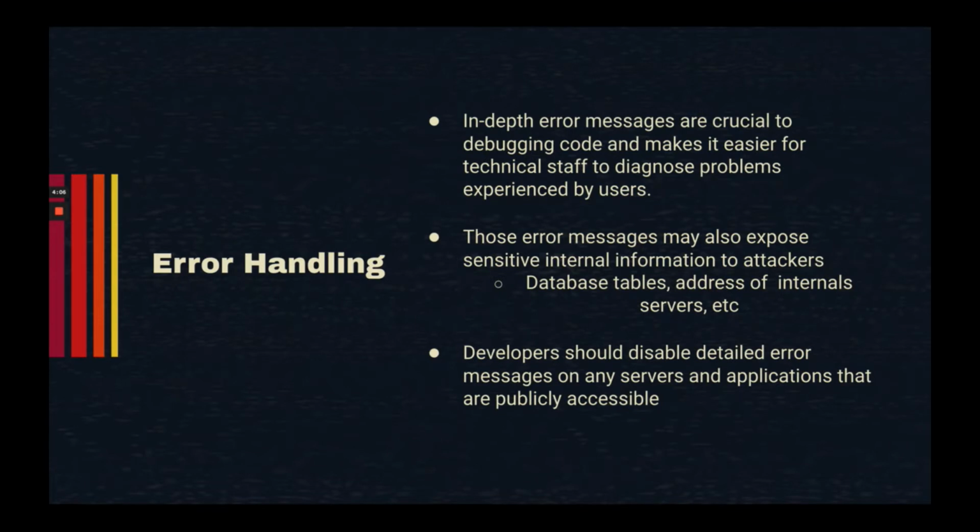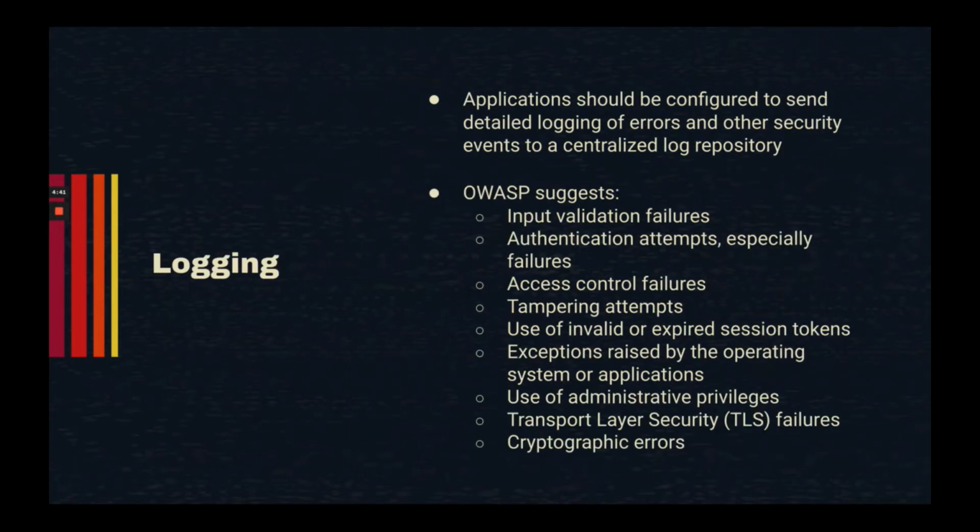Error handling. In-depth error messages are crucial for debugging code, and they make it easier for technical staff to diagnose problems experienced by users. But there's also a big vulnerability in these messages. They could include sensitive information, like database tables and addresses of internal servers, and expose it to attackers. So developers should disable the detailed error messages on any servers and applications that are publicly accessible, so that they cannot be accessed by attackers.